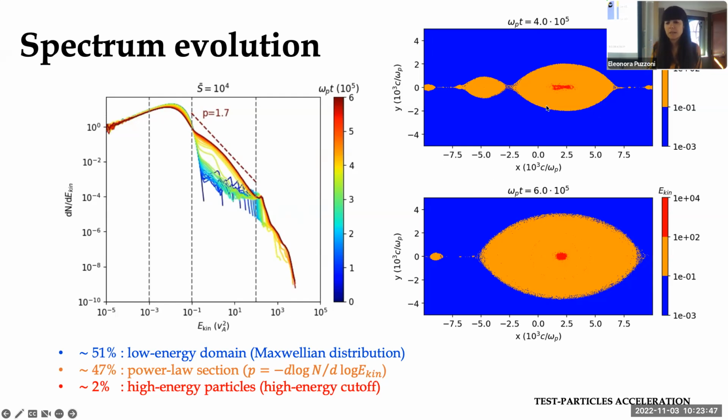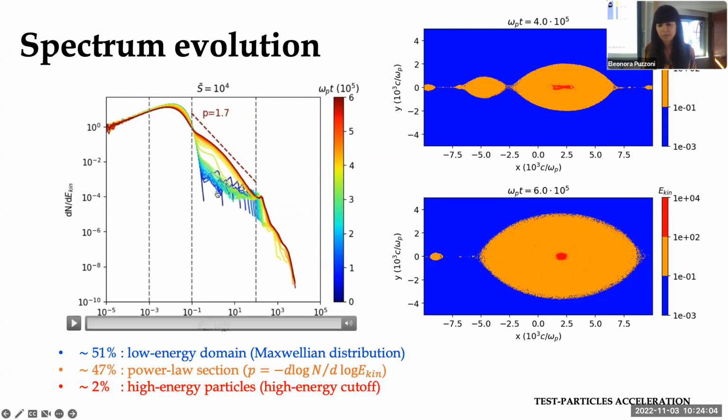Here on the right, you see the particle spatial distribution at an intermediate time in the top panel and at the end of the computational time in the lower panel. The particles are colored according to their kinetic energy, and the energy ranges are the same as described here in the spectra. So we see that the low energy particles, the blue particles, are found outside the current sheet. The particles populating the power law part, the orange particles, are found in the outermost part of the plasmoid, while the high energy part, the red particles, are found in the very core of the plasmoid.